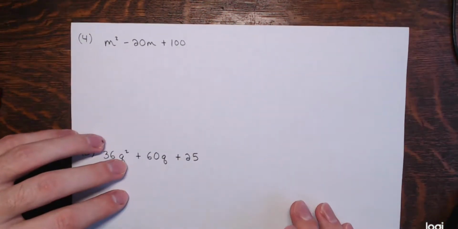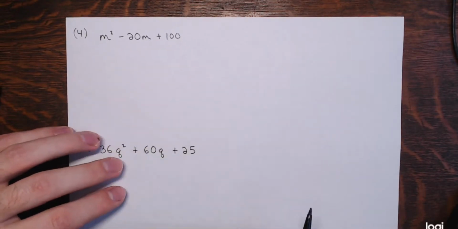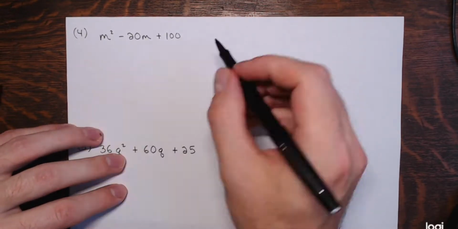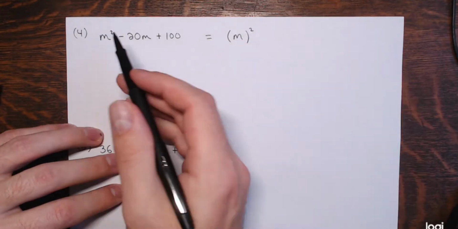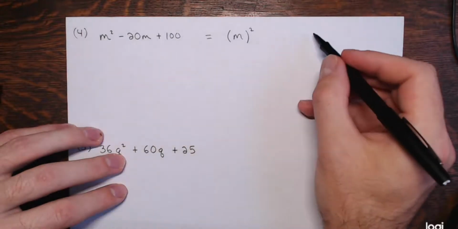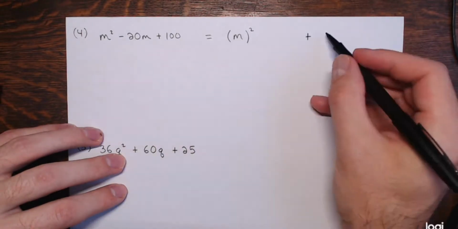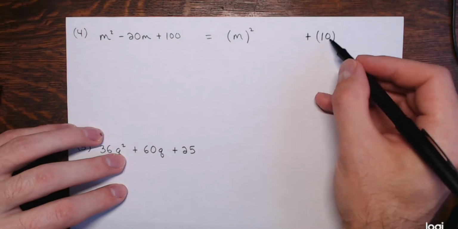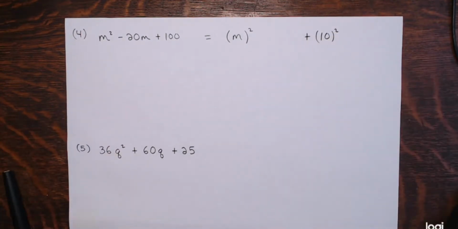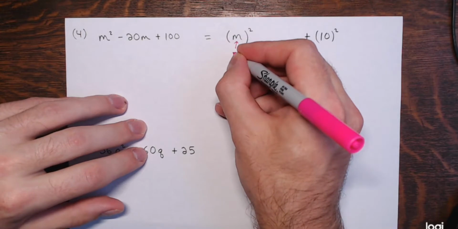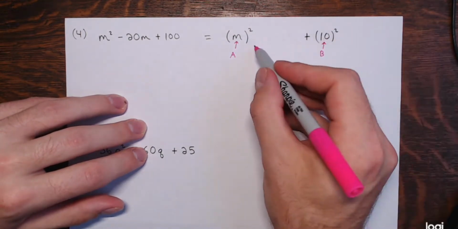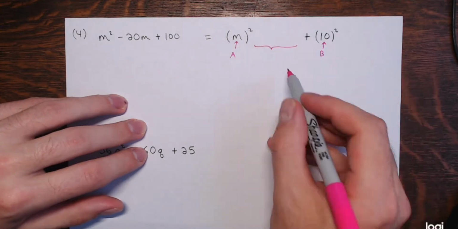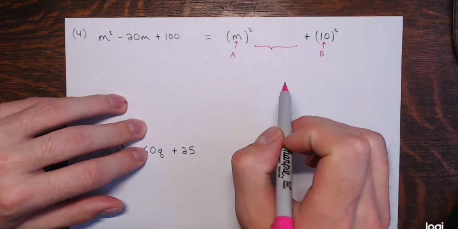All right, so number 4, same thing. I've got 3 terms, a trinomial. The first term is a square. It's m squared. And it's obvious. The last term is plus 10 squared. All right, so I'm going to think of m as the capital A and 10 as the capital B, and then ask myself, oh, this might be a perfect square trinomial.